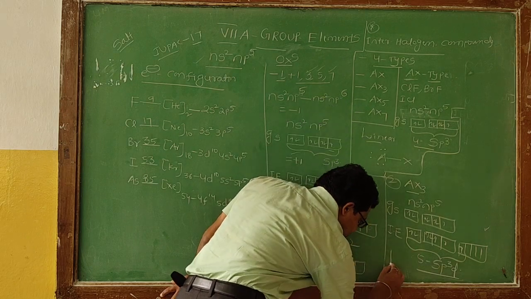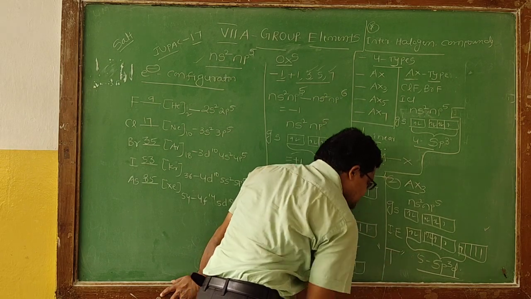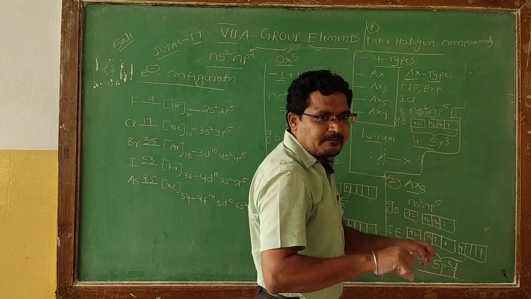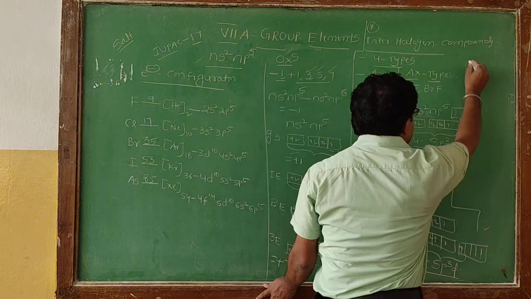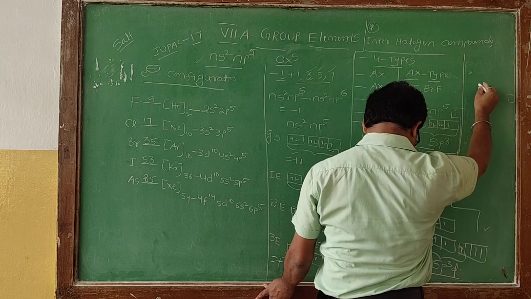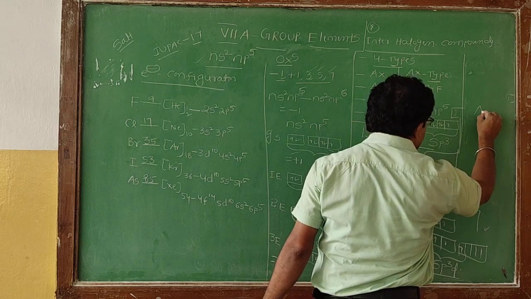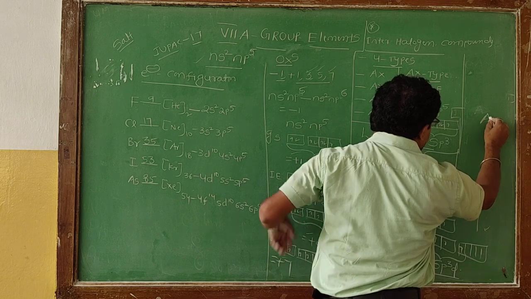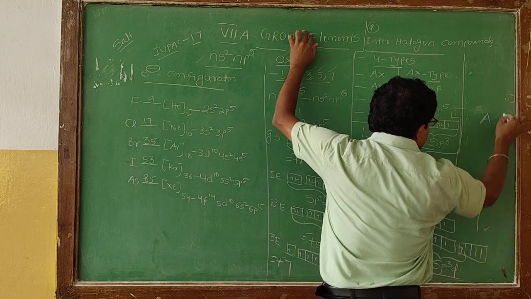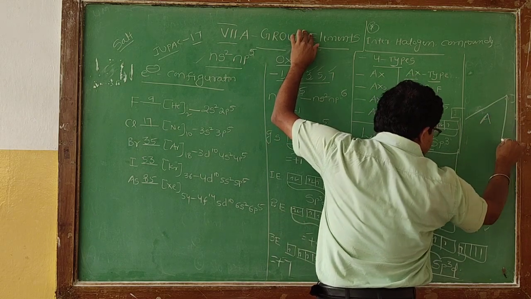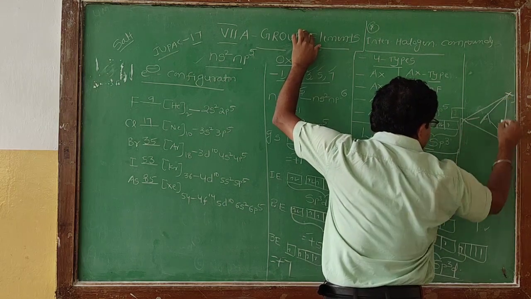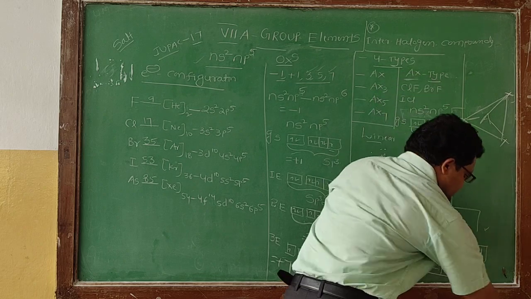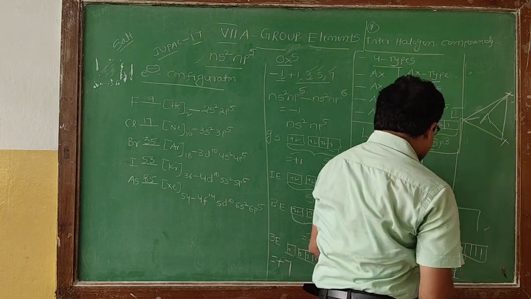These 5 sp3d hybrid orbitals give a T-shape. The shape of the molecule is T-shape, or bent shape. So how is the structure of the T-shape? A is the central metal, and it has 1, 2, 3 X's. So this is T-shape, with X, X, X. This is AX3 type.